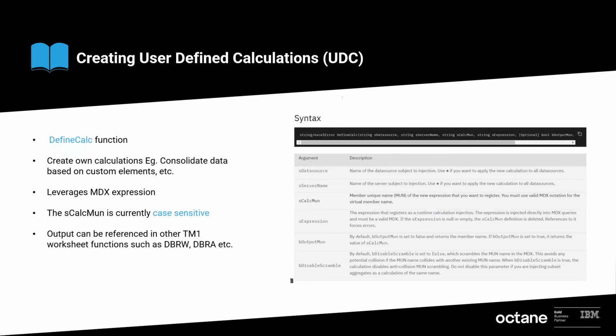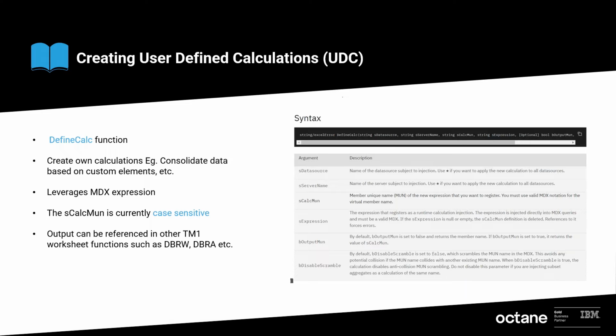Moving forward, the next one that I want to cover is user-defined calculations. And hands down, this is currently my most favorite capability of all. This allows you to create your own custom calculations using the DefineCalc function in Pafe that, by the way, also works in TM1 Web. This allows you to perform various calculations such as consolidating the data based on a few selected elements, calculating variances, etc.